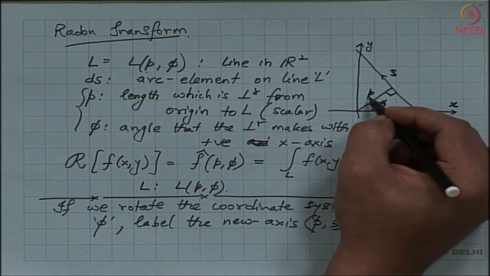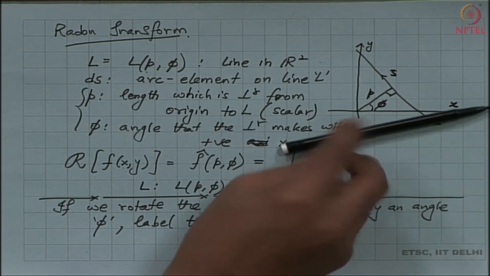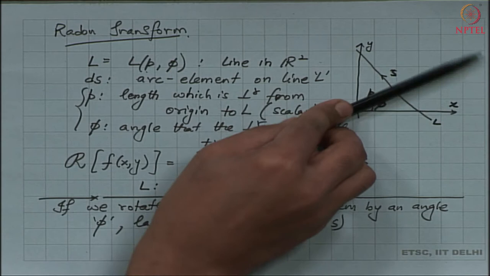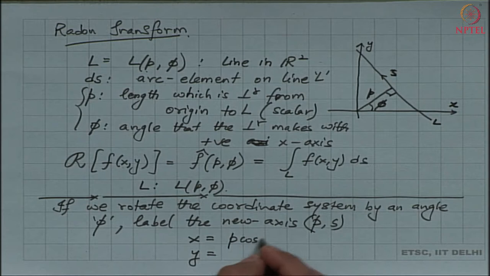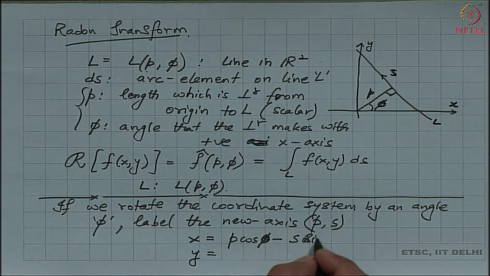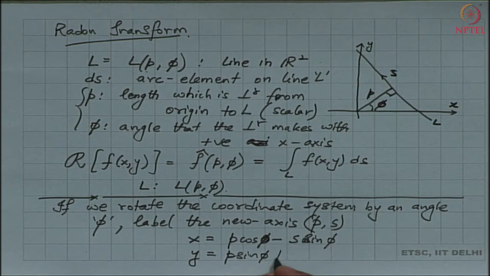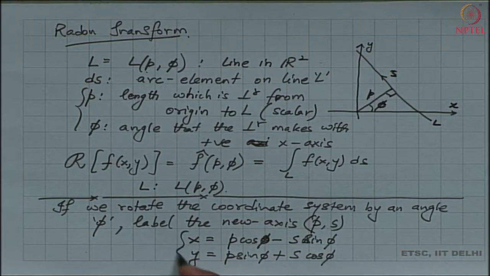So if we rotate our axis, my x and y axis here, by an angle phi, I see that I have defined my new coordinate system. So my new coordinate system is as follows. I can rewrite my old coordinate system x and y in terms of p and s. So my x is p cos phi minus s times sin phi, and y is p sin phi plus s cos phi.